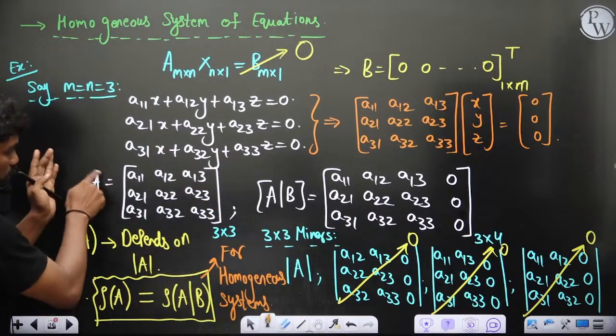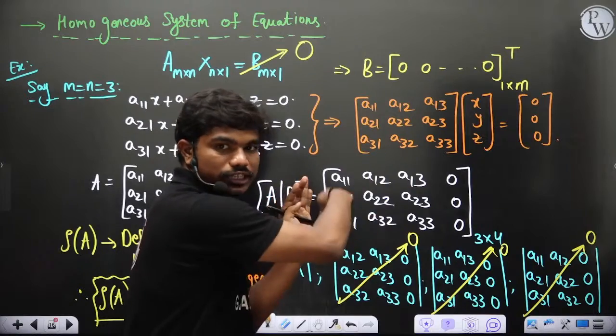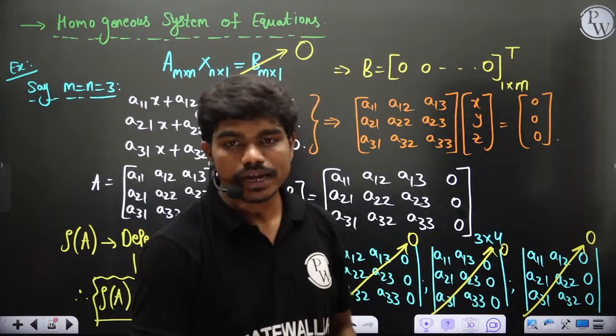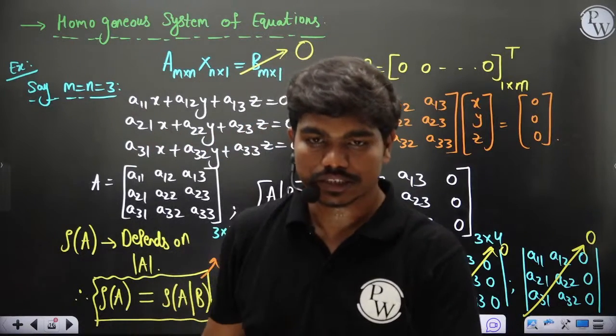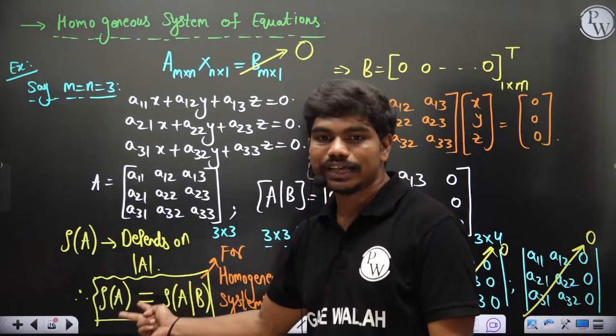Here this rank of A depends on these 9 elements. Similarly, the rank of the augmented matrix A|B also depends only on these 9 elements actually. Clear? Okay, so basically what I want to tell is, in homogeneous systems, there is no case where these two are not equal. They are always equal.